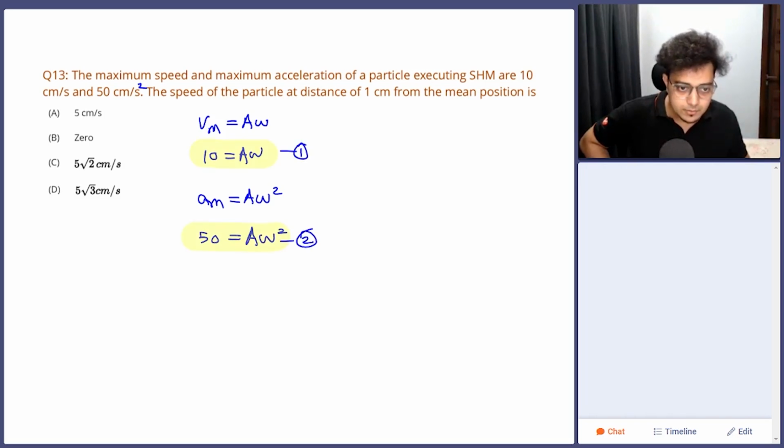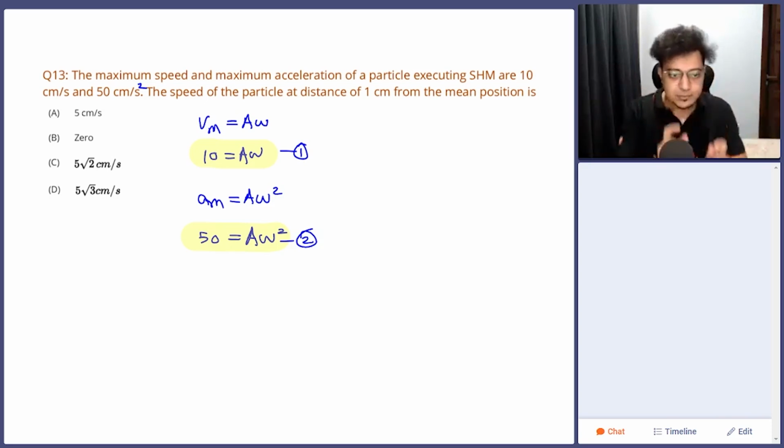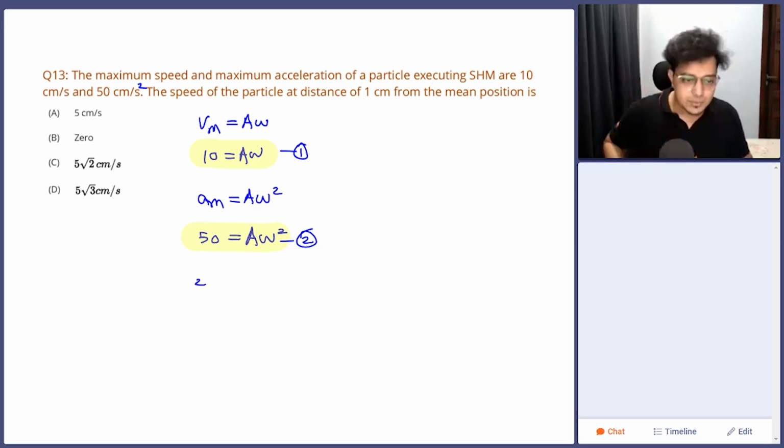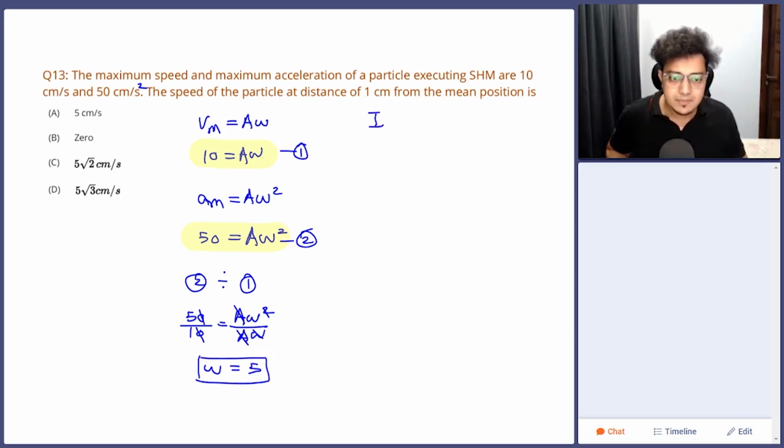What we can do from these equations, what is asked, we'll see. But what all we can find out if you know these two things: one is Vmax, maximum velocity in SHM, A omega, and one is Amax, maximum acceleration, as A omega square. We'll take the ratio 2 divided by 1. That is 50 divided by 10 equal to A omega square upon A omega. So 0, 0 cancel, A cancel, omega cancel. So we have omega equal to 5. Now we can use this omega value in equation number 1. In equation number 1, A10 equal to A into omega value 5. So amplitude is 2. So we got the amplitude value as well.